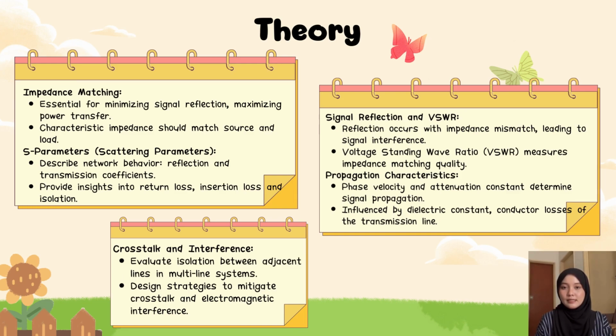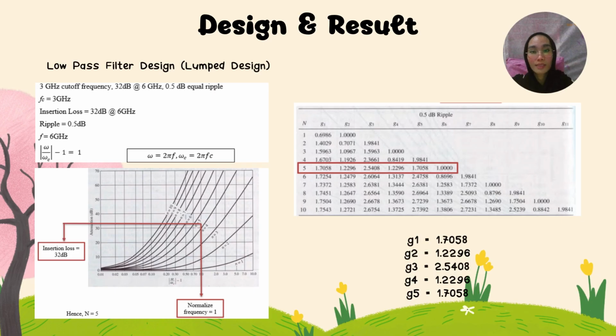In multi-line systems, crosstalk and interference can degrade signal quality. It's important to evaluate isolation between adjacent lines and design strategies to mitigate these issues.